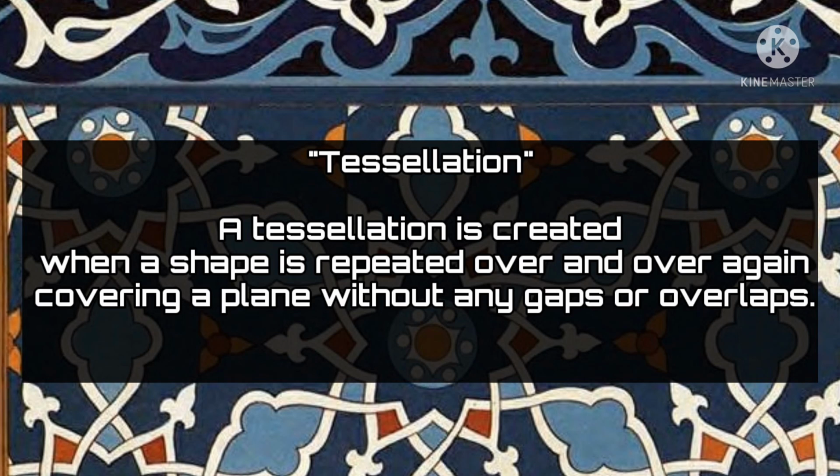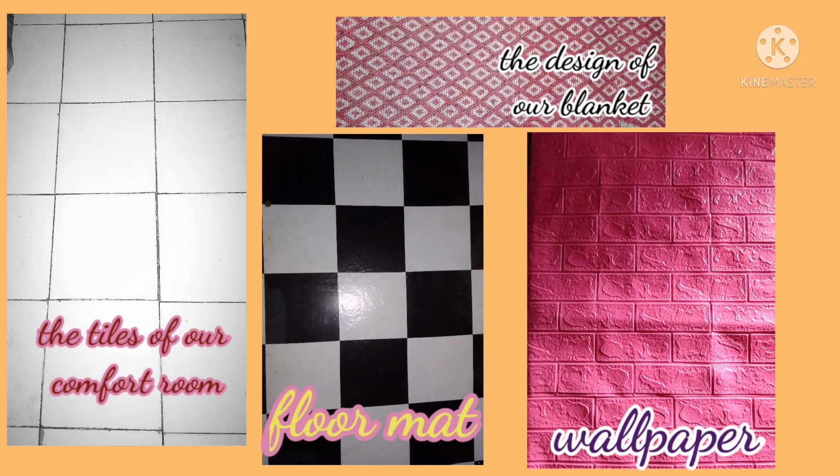Tessellation is created when a shape is repeated over and over again, covering a plane without any gaps or overlaps. These are some examples of tessellation that I have found in my parents' house. These are the tiles of our comfort room, our floor mat, the wallpaper, and the design of our blankets. As you can see, the shapes in the examples I gave are repeated, and they do not have any gaps or overlaps.